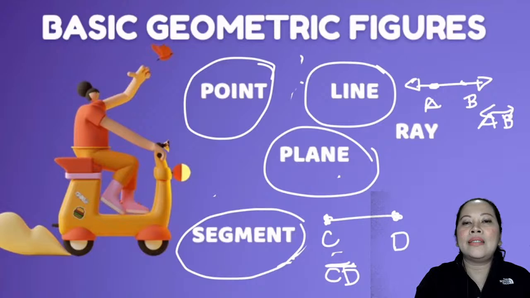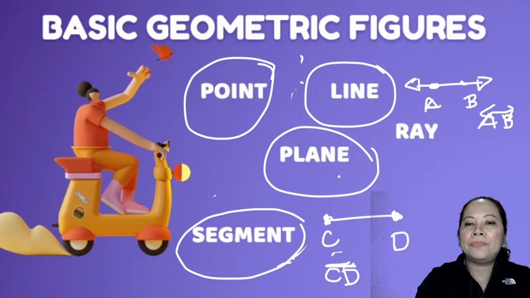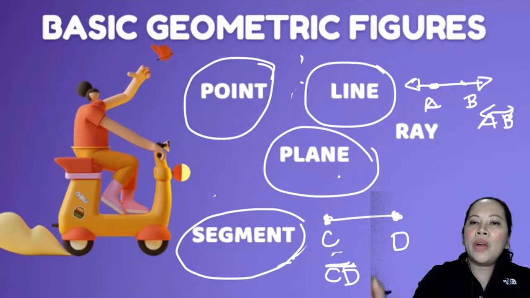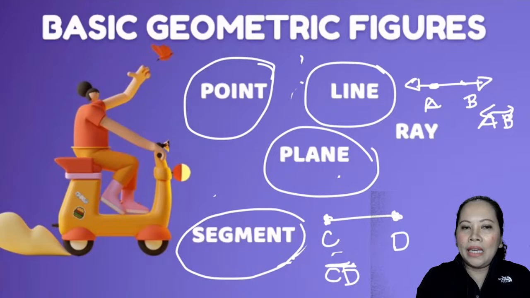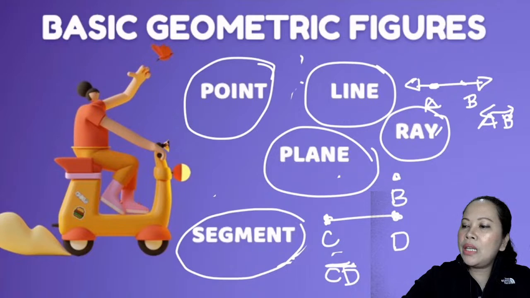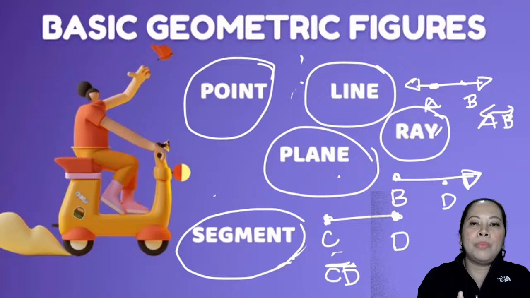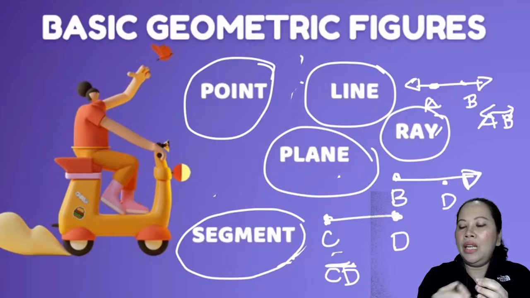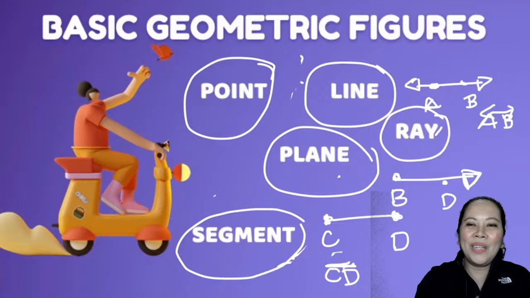Okay, the next one, we have a ray. When we say ray, it's part of a line that starts at a certain endpoint and continues forever in one direction. So for example, if I have B, and then I draw an arrow on one side and put, let's say, D, that means it is ray BD. Wherever it starts, the endpoint, that is how you would write it. Okay, I hope it's clear.